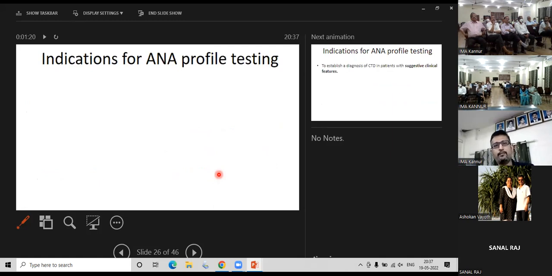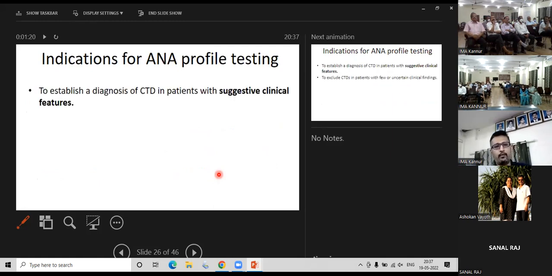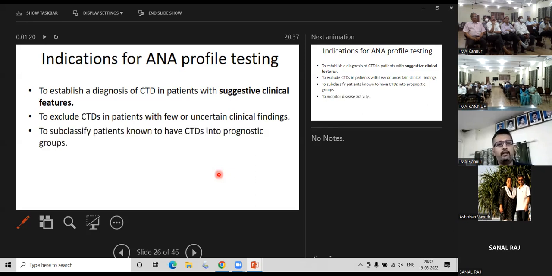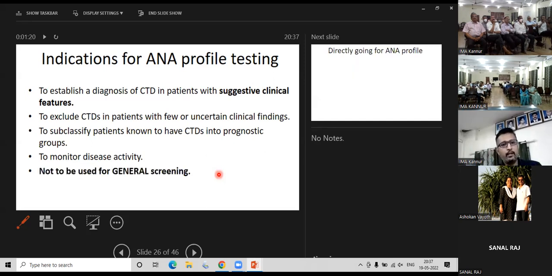So what are the indications for ANA profile testing? One, it is to establish a diagnosis of connective tissue disease with suggestive clinical features. That is the most important part. It is to exclude connective tissue diseases in patients with few or uncertain clinical findings. It can classify patients known to have CTDs into prognostic groups. It helps in monitoring disease activity. Sometimes with time, there is something called epitope spreading, especially in SLE, where new antibodies tend to become positive. It is not to be used for general screening.